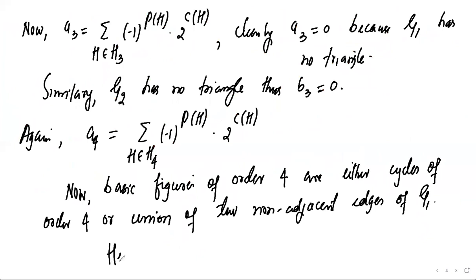So hence, this A4 is equal to 0 because this K14 does not contain any cycle of order 4, and also it does not contain a union of 2 non-adjacent edges. And then similarly, we will compute similarly.